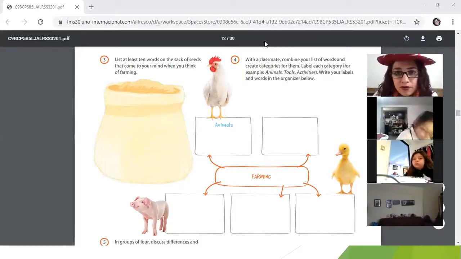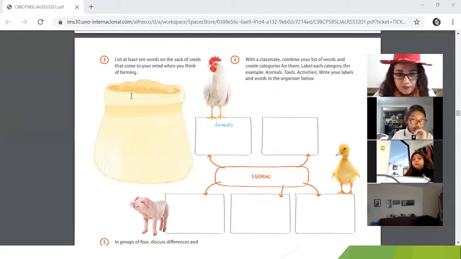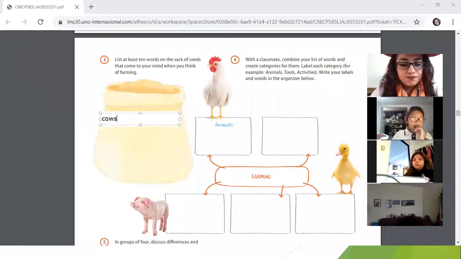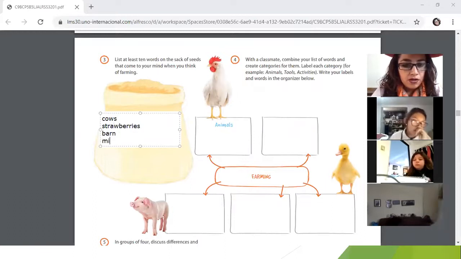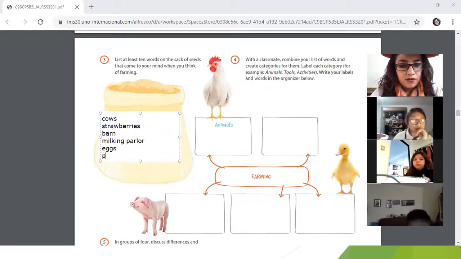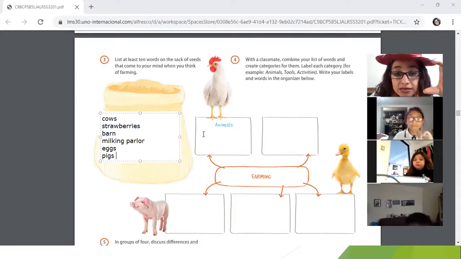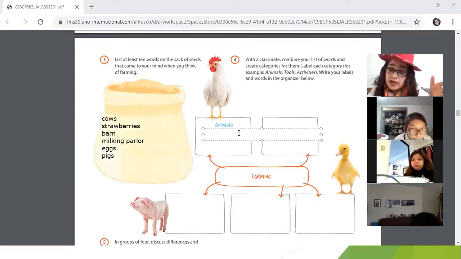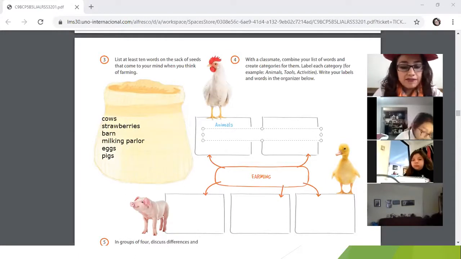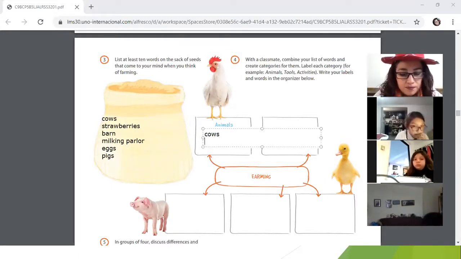Let me show an example. Imagine, here in number 3, you have to make a list. In my case, cows, strawberries, barn, milking parlor, eggs, pigs. And then if you can see in number 4, I have a square that says animals. In that square, I have to write all the animals that I have on my list. In this case, I have cows and pigs, okay?